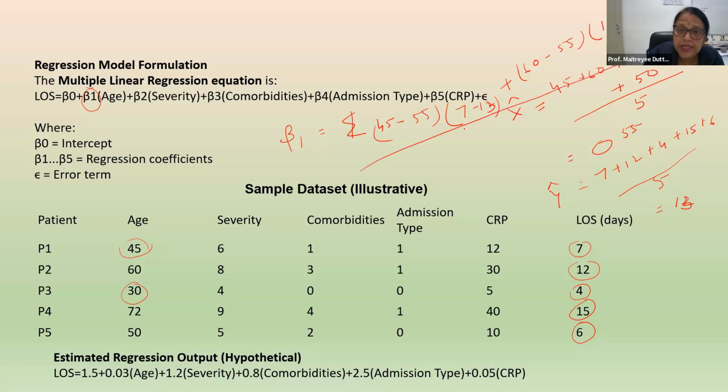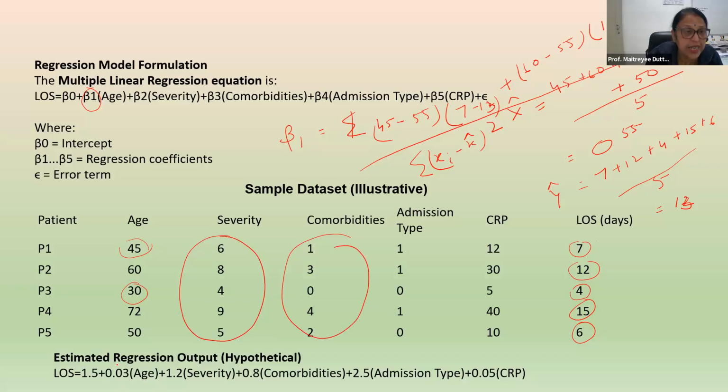Divide by xi minus x bar whole square. That means 45 minus 55 whole square plus 60 minus 55 whole square plus 30 minus 55 whole square plus 72 minus 55 whole square plus 50 minus 55 whole square. So when you calculate all these things, you will find out the beta 1. Similarly for the other variables.